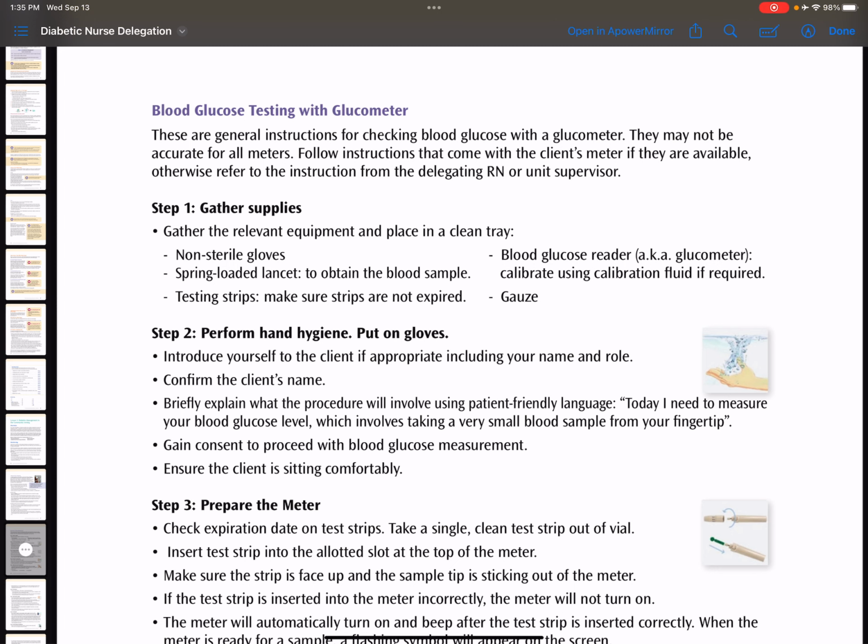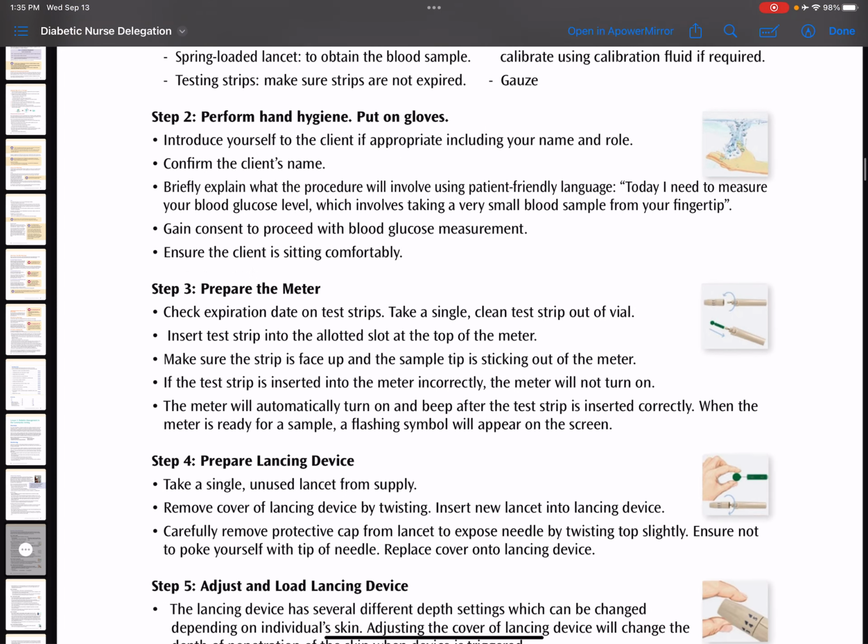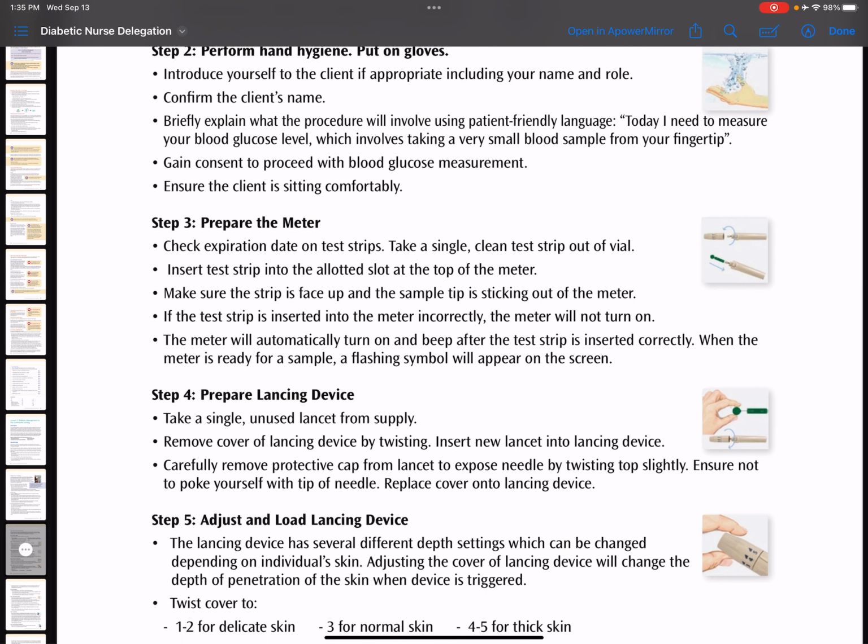Then you make sure you sit the client in a comfortable position. On step 3, you prepare the meter. You have to check the expiration date on the test strips, and make sure the strips are face up. If the test strip is inserted into the meter incorrectly, it doesn't work, so you need to know that. On step 4, prepare the lancing device. Usually you have to twist the lancing device and make the needle available to prick. The fourth one is adjust and load the lancing device. After you put the needle in, you make it ready.